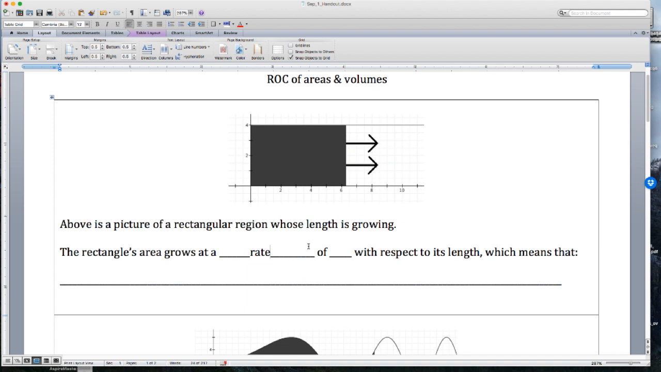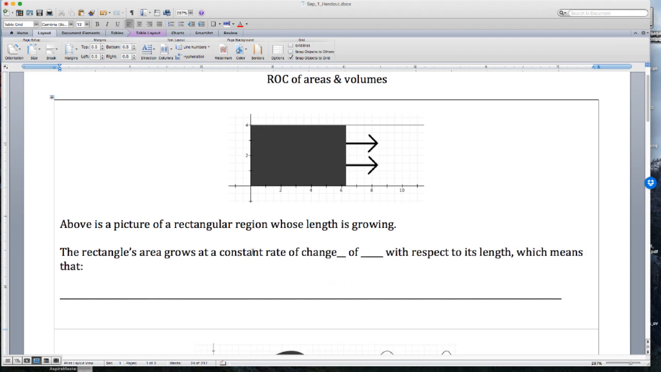I'm already seeing some good answers, so I'm going to put some of them up. What kind of rate is it? It is a constant rate of change. All right, so you should have constant rate of change. Let me put that in red. And of what? 4. Wonderful.